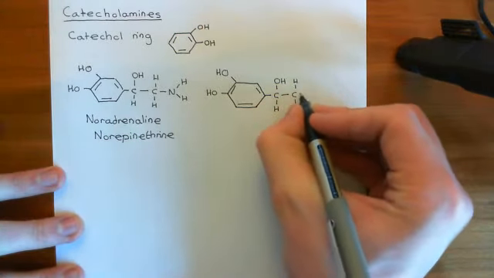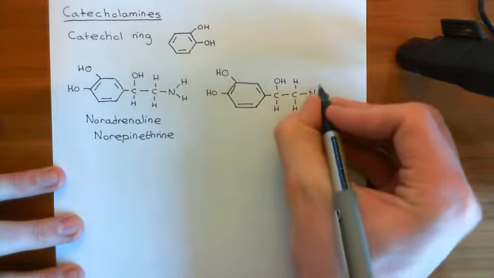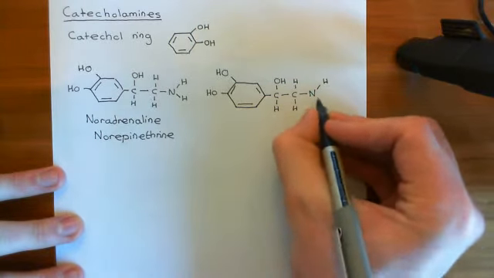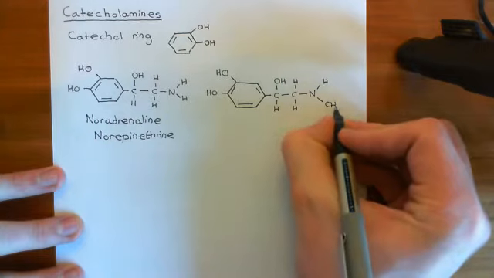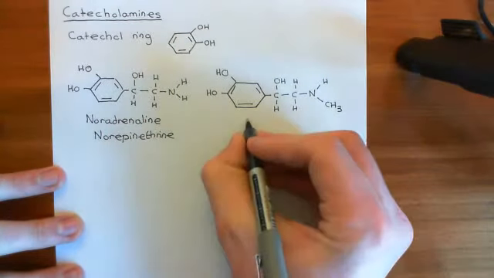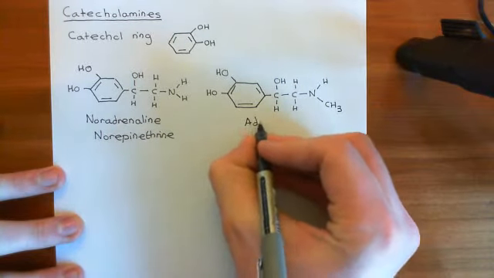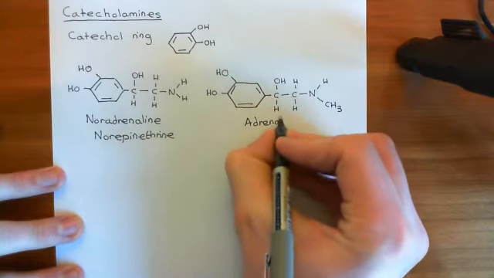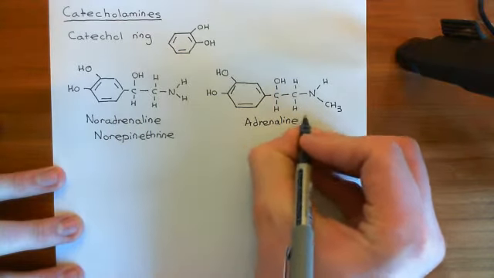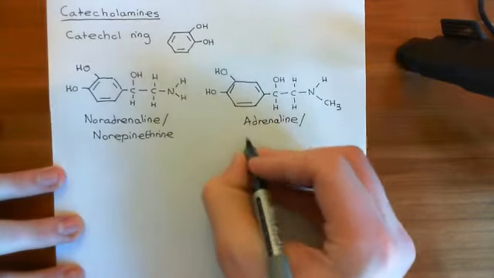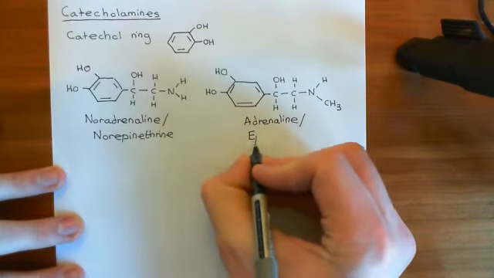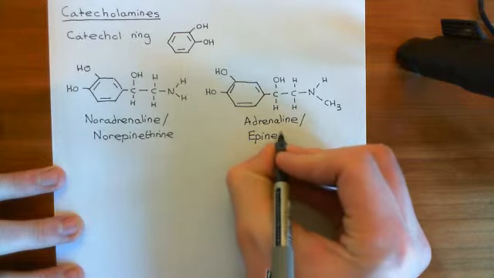It's exactly the same, except now when we come to this amine group, we're going to have one hydrogen coming off it, and then we're going to have one methyl group coming off it here. And this is the structure of adrenaline, which is also called epinephrine. So I'll put forward slash there, and I'll put forward slash there as well. It can also be called epinephrine.